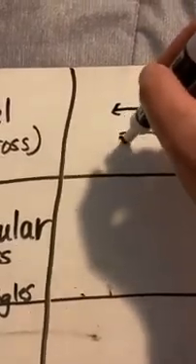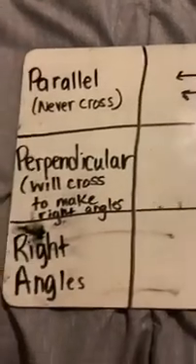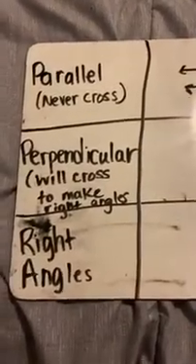And I challenged you yesterday to find parallel lines and perpendicular lines in your house. Did anybody do that? If you did, tell me what you found. What did you find? So here's some examples of the parallel lines. They're the same distance apart and they don't touch. They never cross.